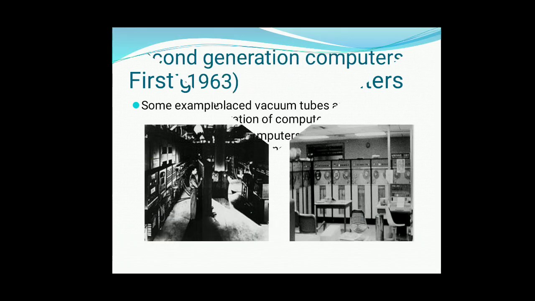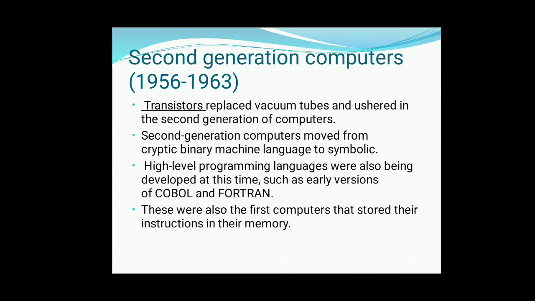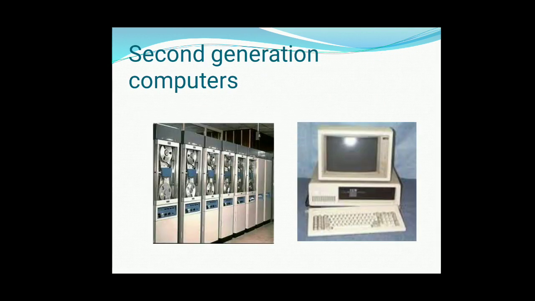Next one is about the second generation. It is from 1956 to 1963. Transistors replaced vacuum tubes, meaning in the first generation there were vacuum tubes, and now in place of vacuum tubes there were transistors. Second generation computers moved from cryptic binary machine language to symbolic language. High level programming languages such as COBOL and Fortran were also being developed at this time. These were also the first computers that stored their instructions in their memory. So in second generation machines, you can see there is an actual use of memory devices.